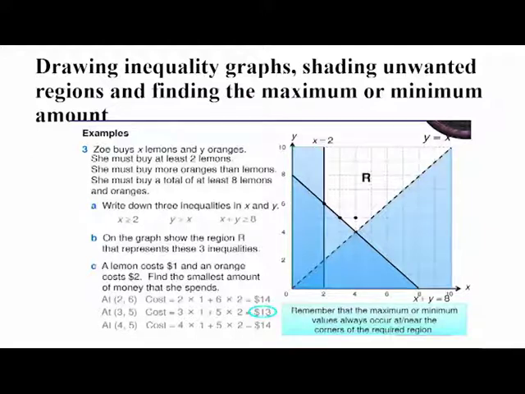Use the x-intercept and the y-intercept method to see where your graph will cut the x-axis and where it will cut the y-axis to draw that. And then again, you shade the unwanted region. And then B said, on the graph show the region R that represents the 3 inequalities. You only get that region exposed once you shade your unwanted region.